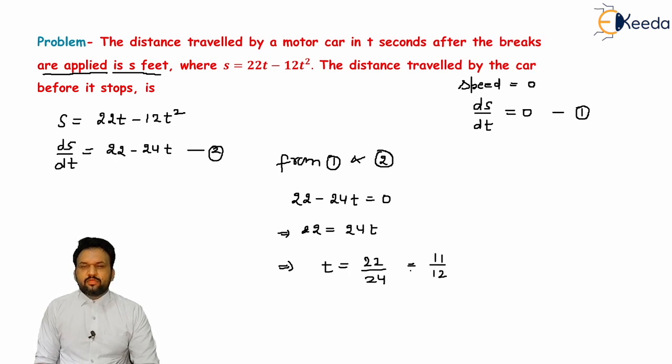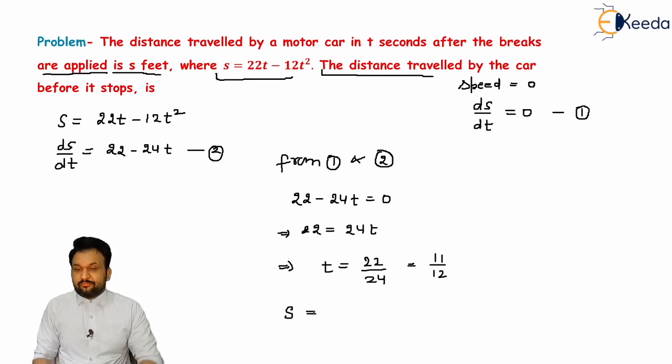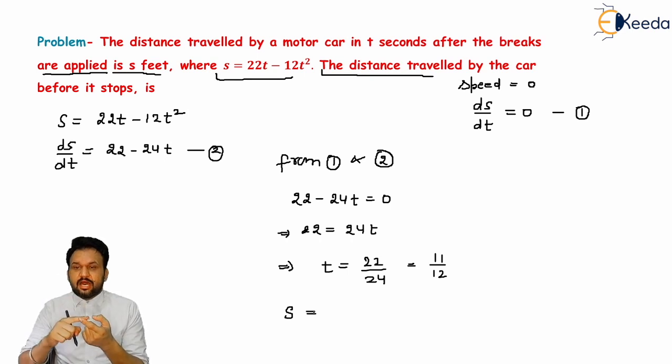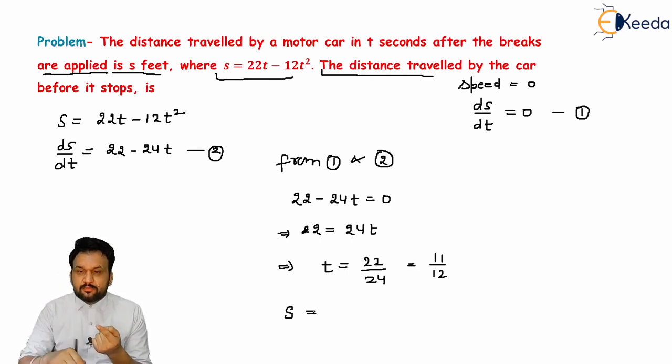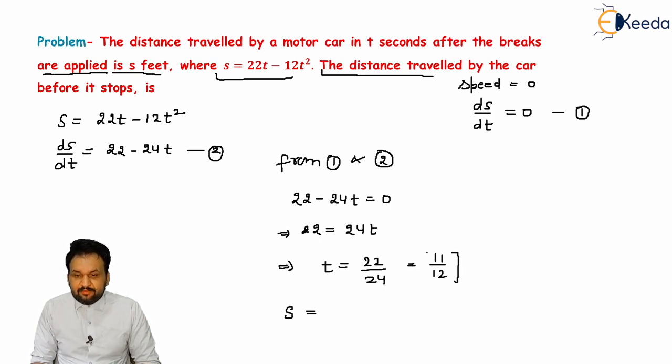So now what do you need to find out? The distance traveled by the car before it stops. What is the distance traveled by the car? That is s. That means you have to calculate s. But where? He said the distance traveled by the car before it stops. It means you have to calculate the distance before this time, 11 by 12, which is the value of t. So you can replace the value of t in this complete equation of s. You can get the result.